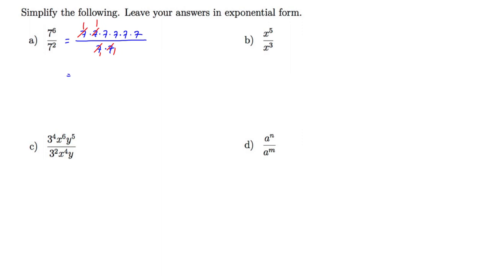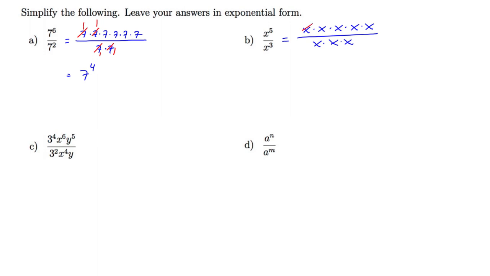At this point, we've canceled out all the 7s from the denominator, and we're simply left with 4 7s up in the top, which we could write as 7 to the 4th. In part B, we have x to the 5th divided by x to the 3rd. Again, x to the 5th means x times x times x times x times x, 5 x's in the top. X to the 3rd in the bottom means we have 3 x's in the bottom.